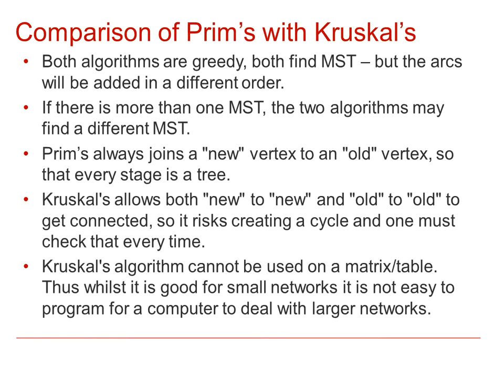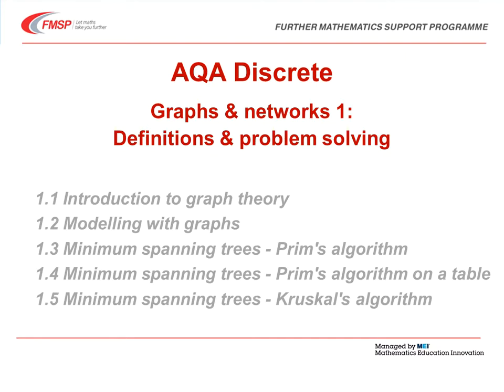And we said that Kruskal's is difficult, if not impossible, to do on a matrix, and so it's good for small networks, but it's not so easy to program. We saw that Prim's could easily be programmed or adjusted to work with a table, and therefore can be used for larger networks. Well, that's the end of this video, and indeed the end of this section of videos on graphs and networks and looking at minimum spanning trees.